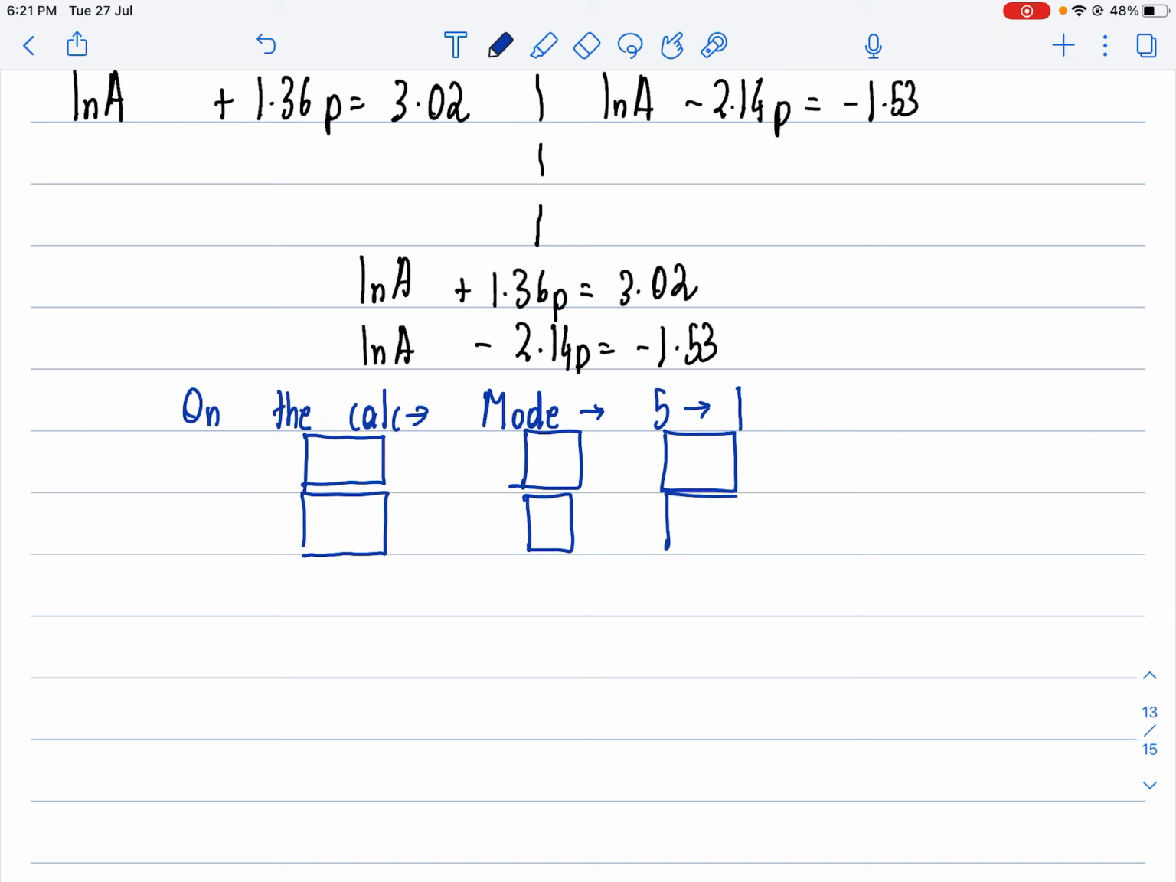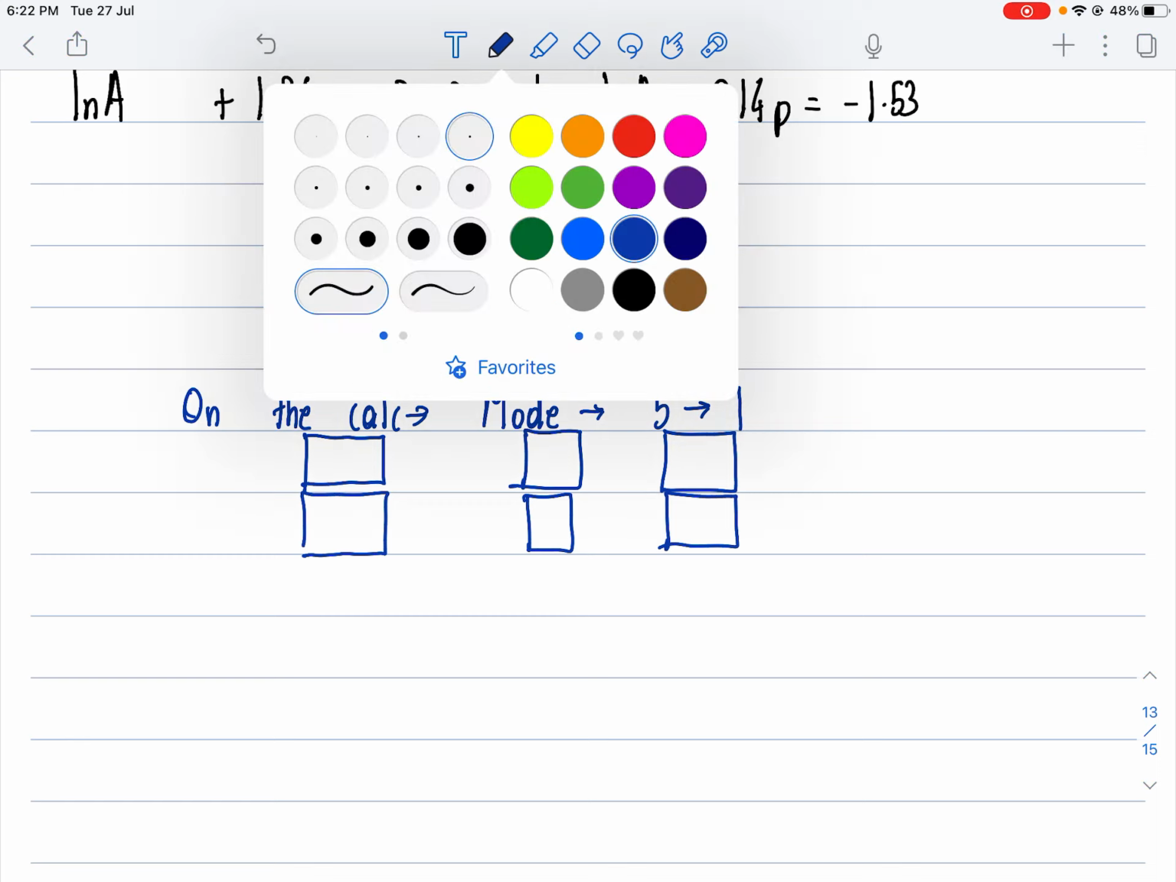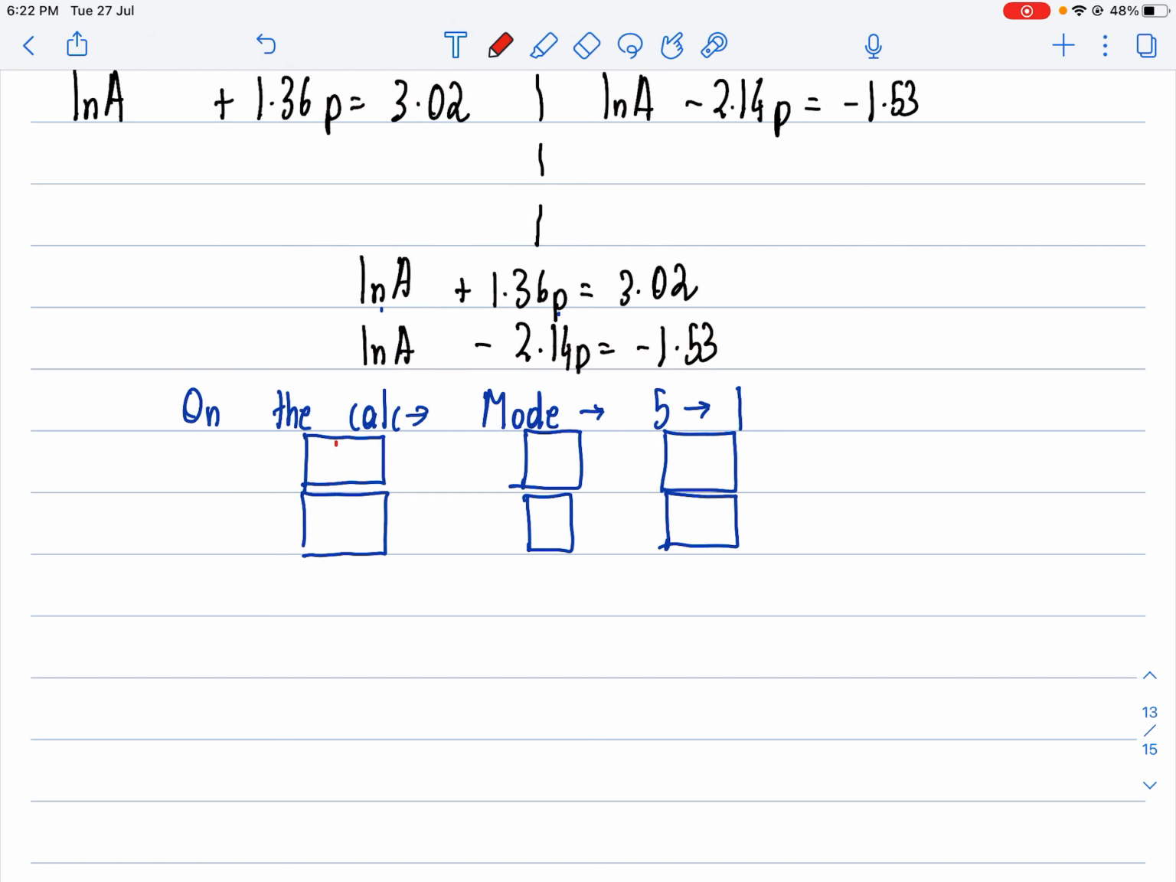Okay, in the first box you need to know that your x here is ln A and your p here is y, okay, on the calci when you get your answer. So first, what's the coefficient of ln A? It's basically 1. Then the coefficient of p, which is 1.36. Then the coefficient of the constant, which is 3.02.